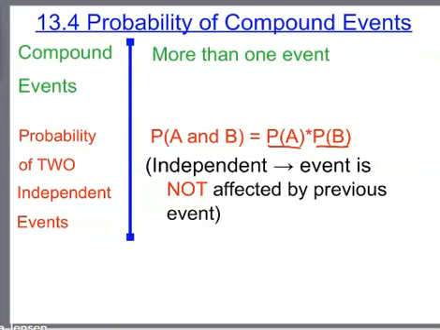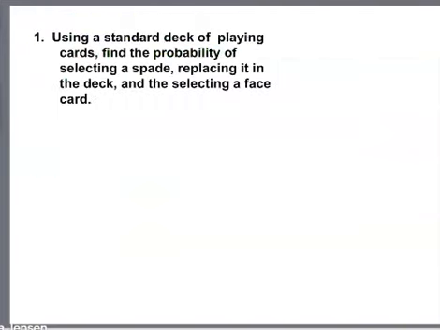So if we're looking at the probability of 2 independent events, an independent event is an event that is not affected by the previous event. So I'll show you what I mean by that. If we're talking about using a standard deck of playing cards, and we're supposed to find the probability of selecting a spade, then putting it back, and then selecting a face card.